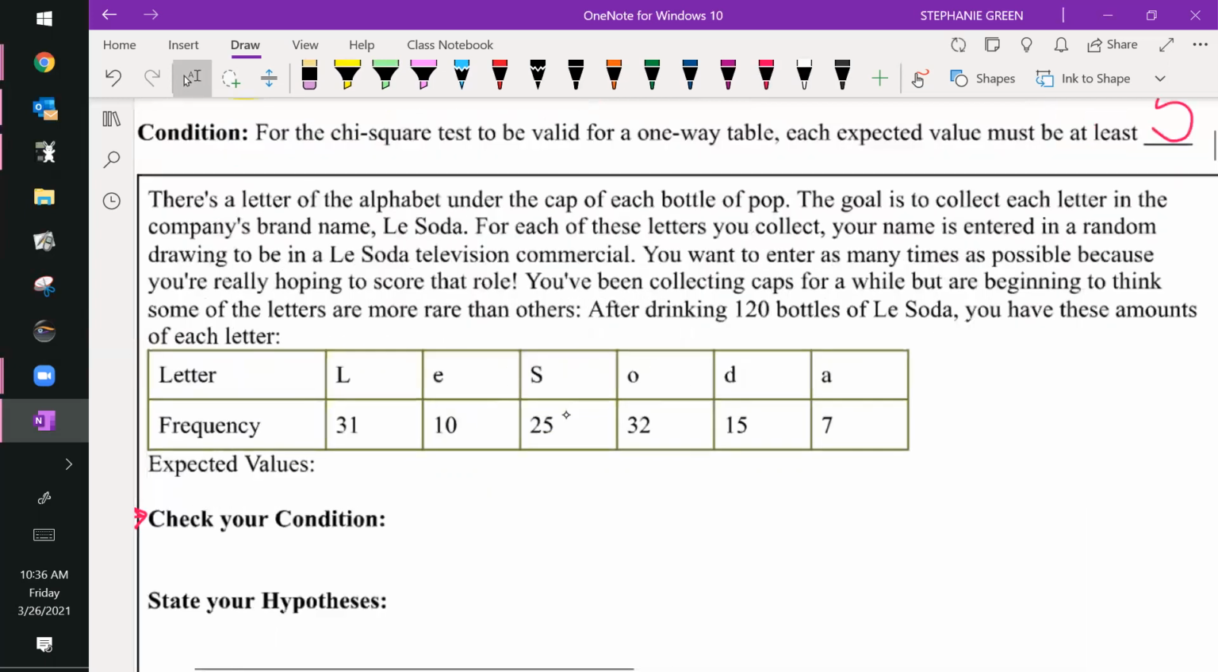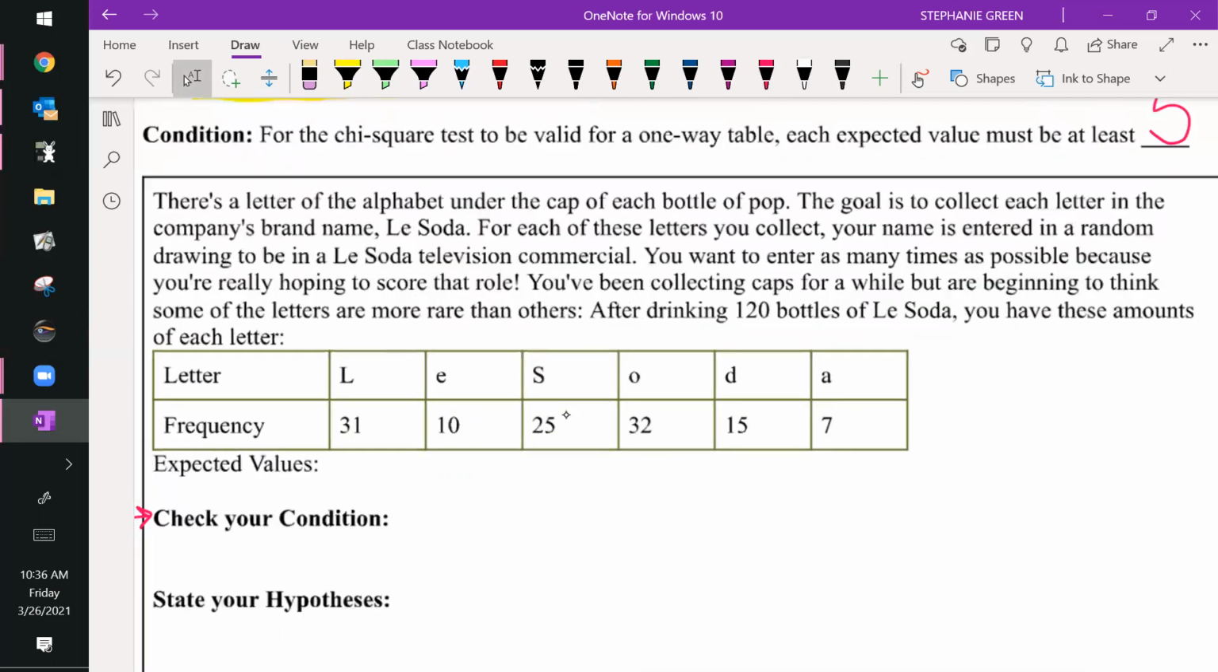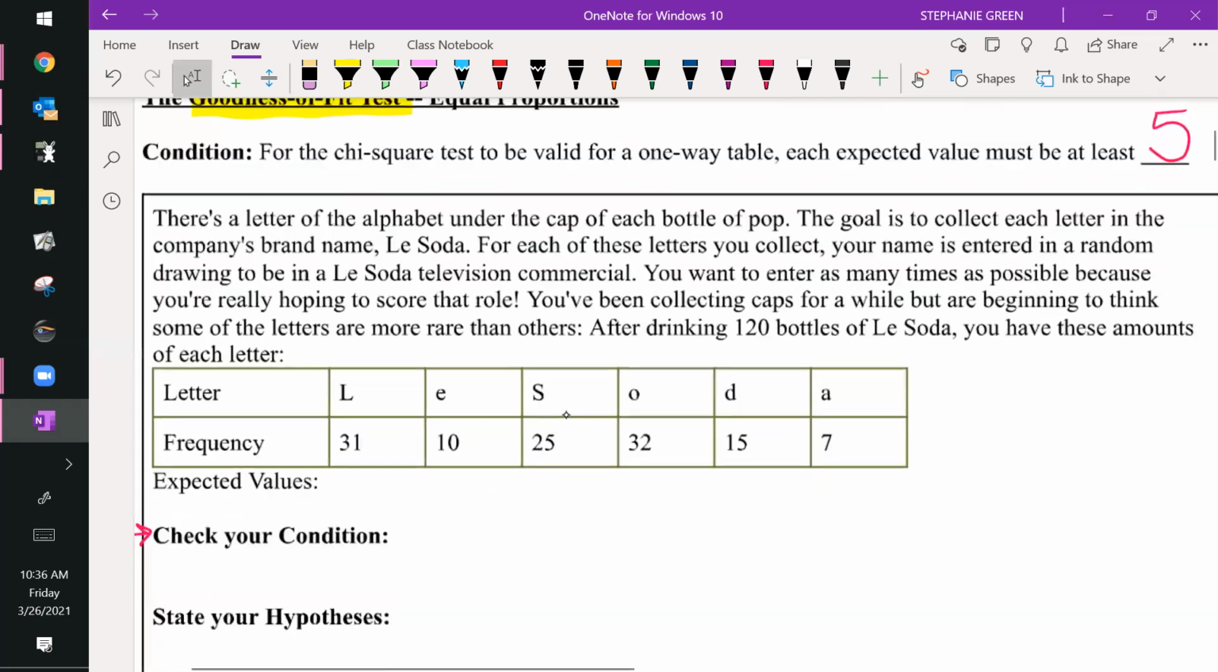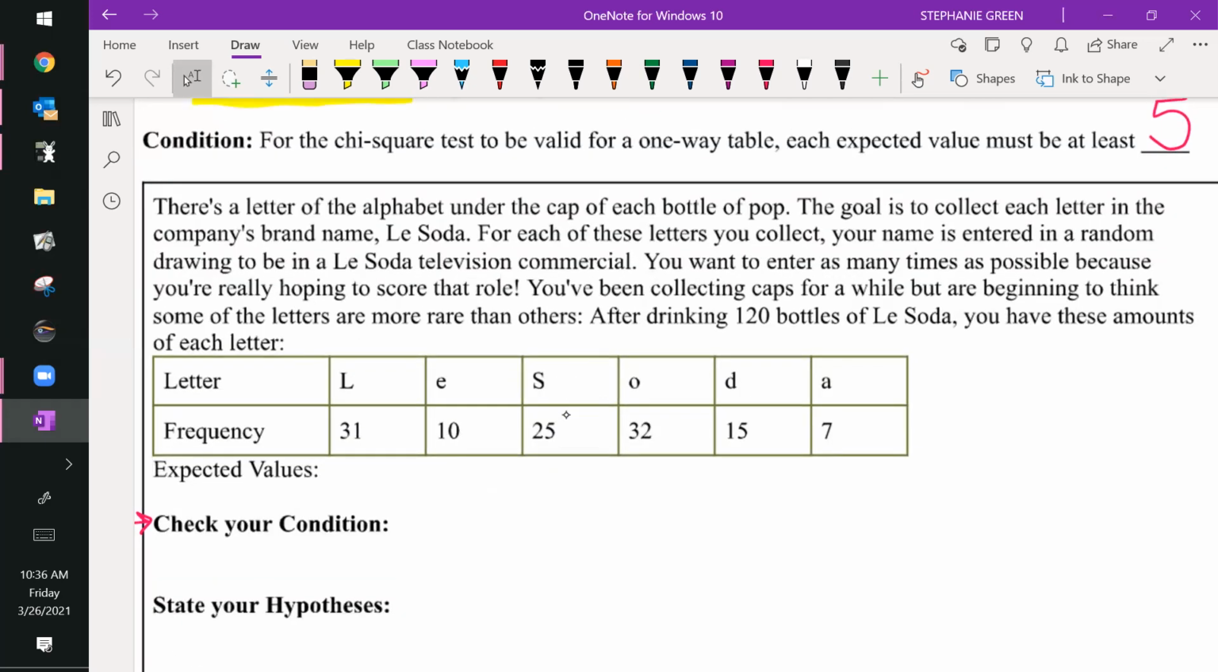So let's look at this LeSoda thing where she's trying to get the different letters of LeSoda to win some prize. And we would hope that each letter would appear equally. You know, the L, the E, the S, the O, the D, and the A should occur equally. So we're expecting equal proportions, but she's starting to suspect that that's not true because after drinking 120 bottles of LeSoda, these are the amounts that she got.